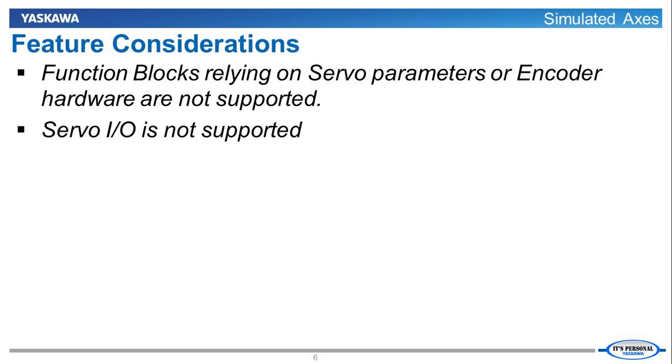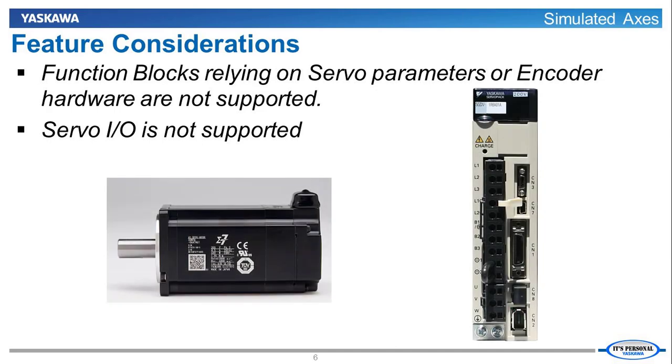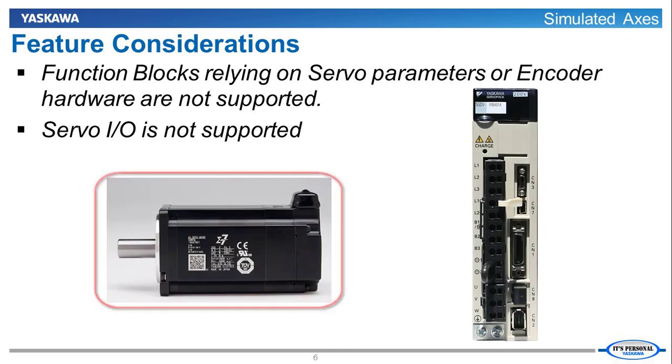The simulated axis feature is a way to quickly convert the axis from a mechatronic axis to a virtual axis without major changes to your code and hardware configuration. Therefore, it goes to reason that functions related to the mechanical properties of the motor, physical I/O, and motor feedback cannot be simulated with this feature.